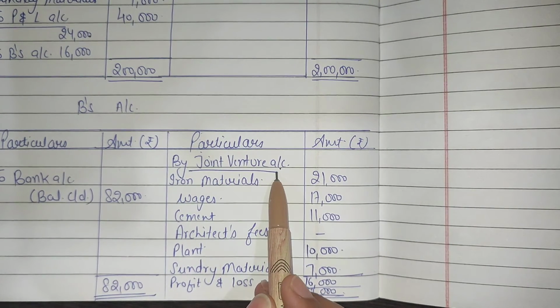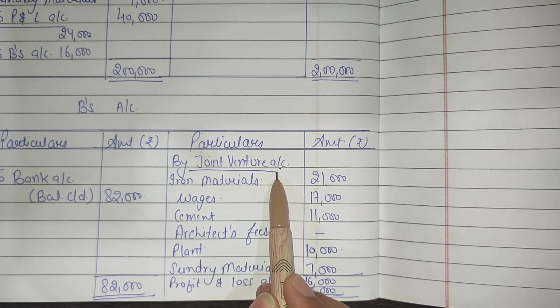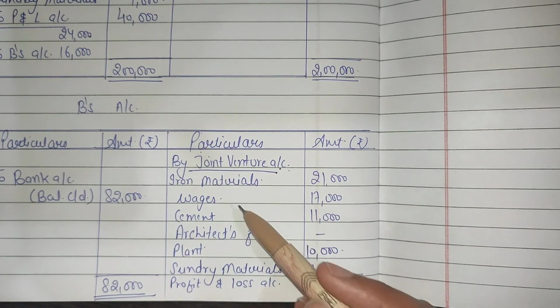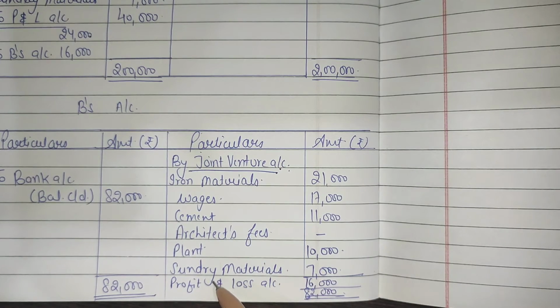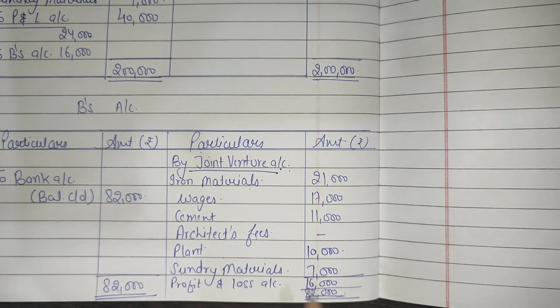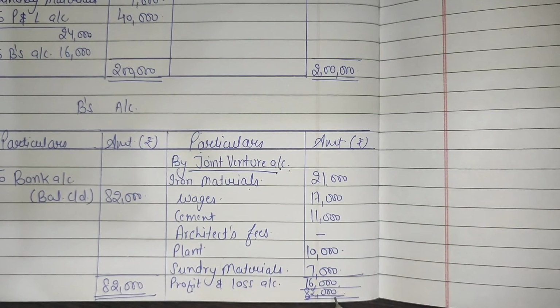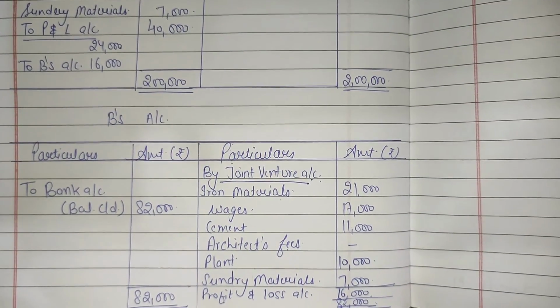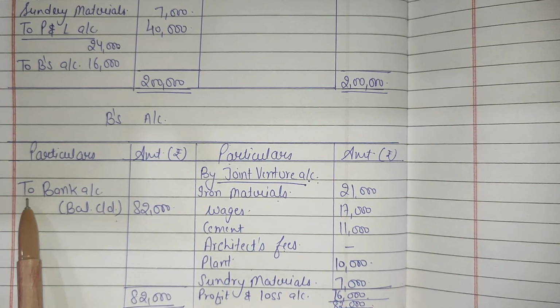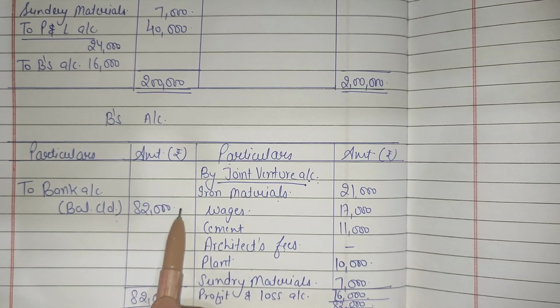अब हम यहाँ पे expenses नहीं लिखना because we are transferring all the expenses from the joint venture account, so we are going to mention the name of by joint venture account and now mention all the expenses that we have done upwards, that is iron materials, wages, cement, architect's fees, plant, sundry materials, and profit that is distributed in the ratio 3:2 and B's share was 16,000, so the total is 82,000, and whatever the amount here is the balancing figure, and mention to bank account, the balancing figure is 82,000.